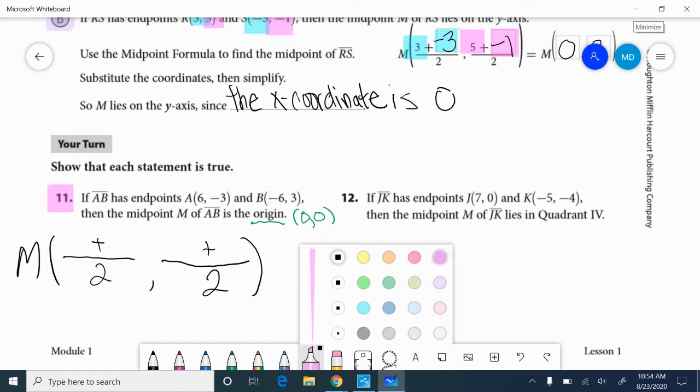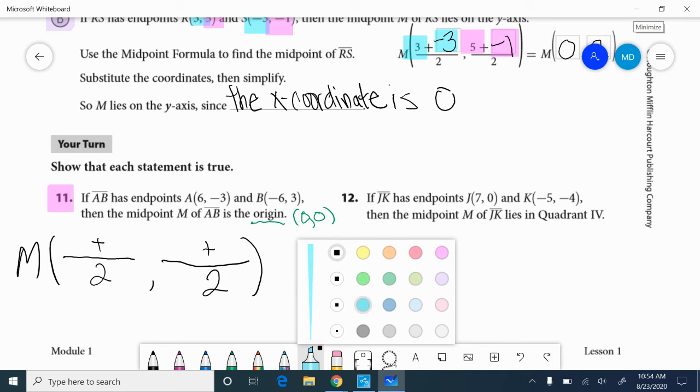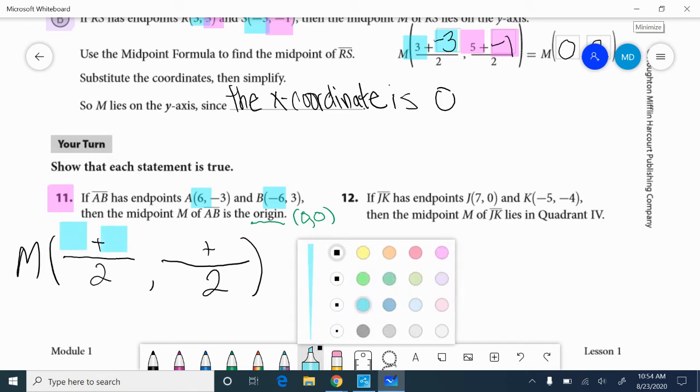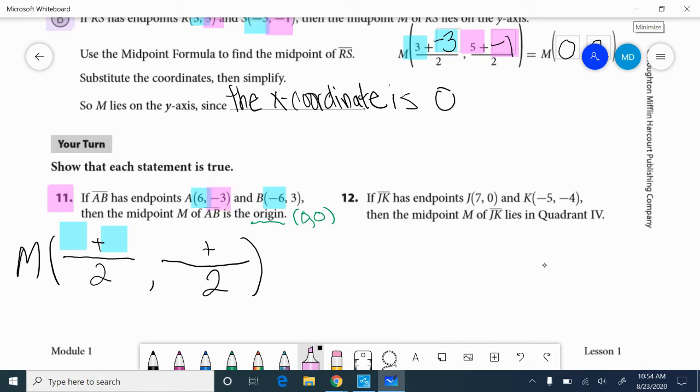So my blue highlighter. And x, we have 6 and negative 6. Those are going to go there. And then I'm going to highlight my y values, which are negative 3 and 3, and they're going to go here. So I got to make sure my order is consistent as I plug these values in. So we're going to do 6 plus negative 6. And that means I'm going to write negative 3 plus positive 3.